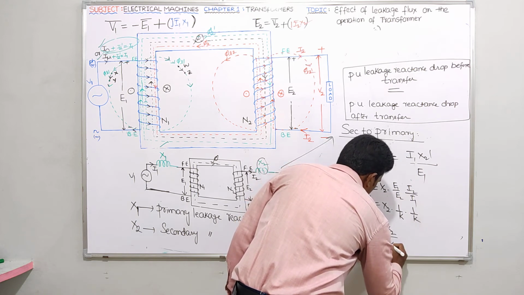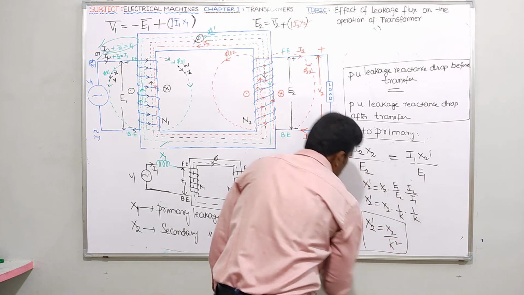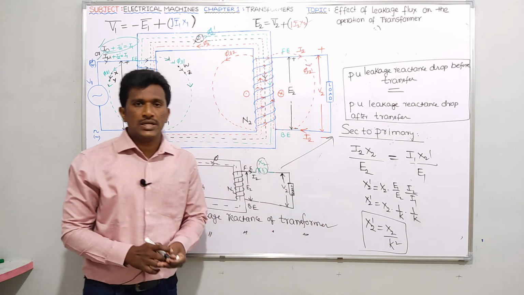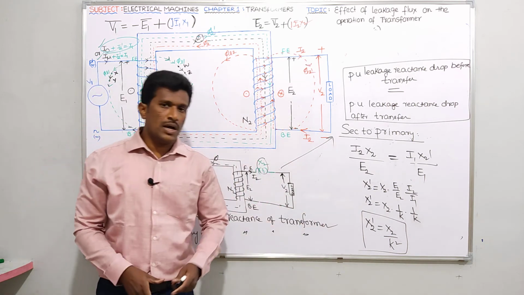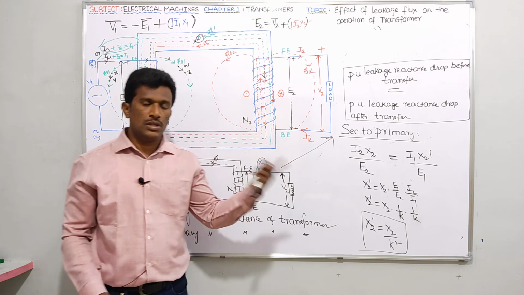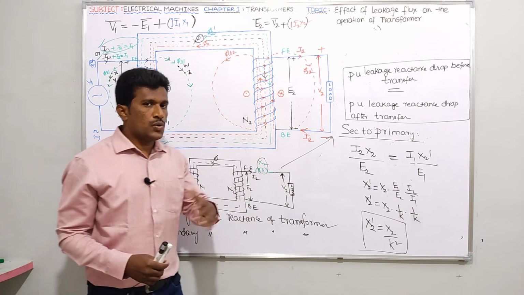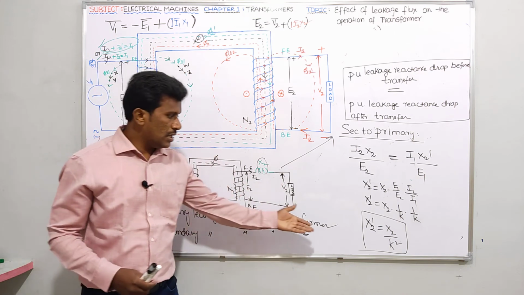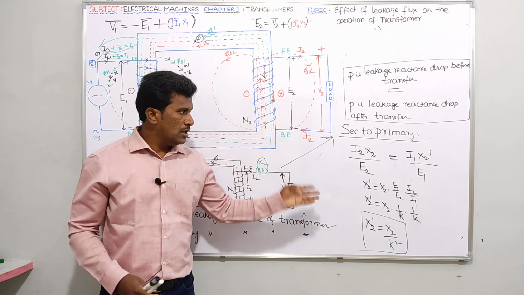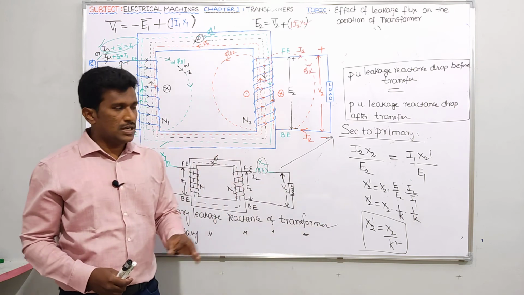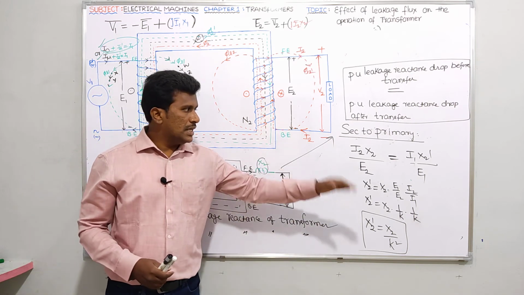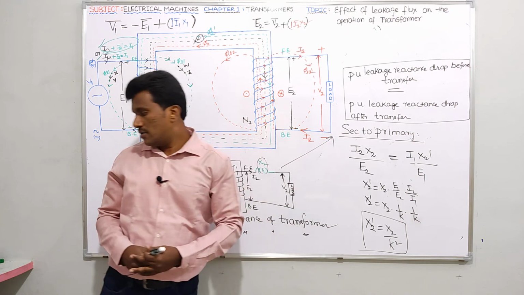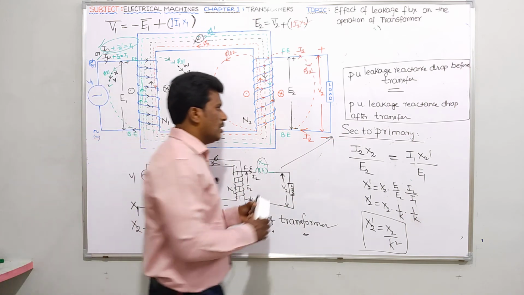x2 by k square, just like R2 dash. You might know from the previous video we saw the R2 dash formula R2 by k square. Here also the x2 dash formula is x2 by k square. Please press the pause button and note this down. Next, I am going to explain primary to secondary. Okay, guys, primary to secondary.